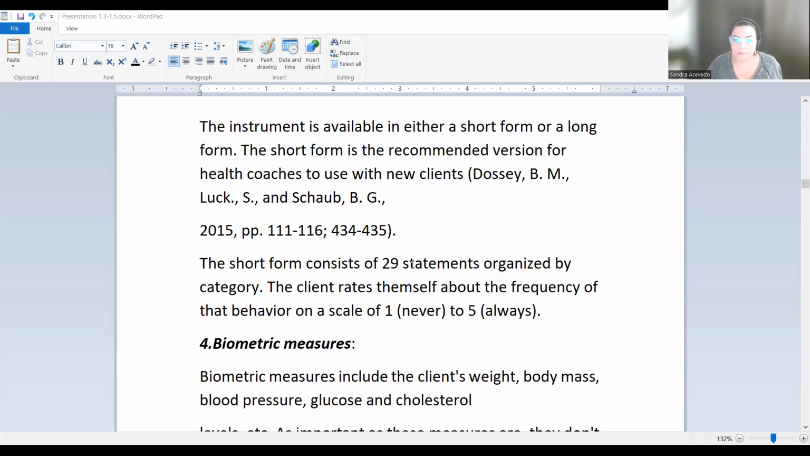Okay. So which form should we be using as health coaches? It says the short form is the recommended version for the new clients. Okay. And the short form consists of 29 statements organized by category. This is the book, Nurse and Coaching. It has the assessment in it, and it's on page 111. Okay. Thank you. I appreciate that. You're welcome. Any other questions?